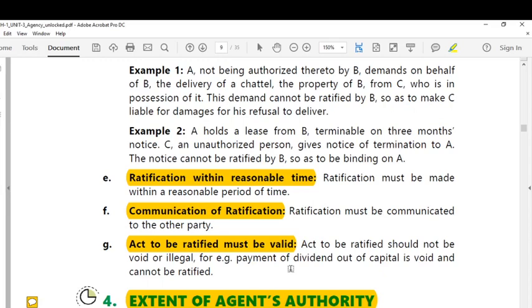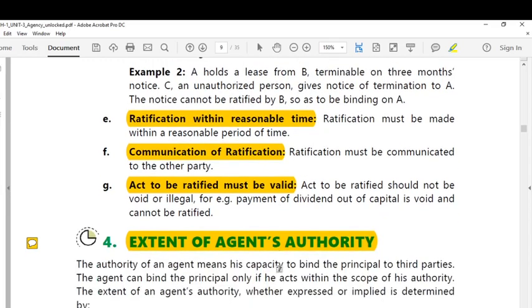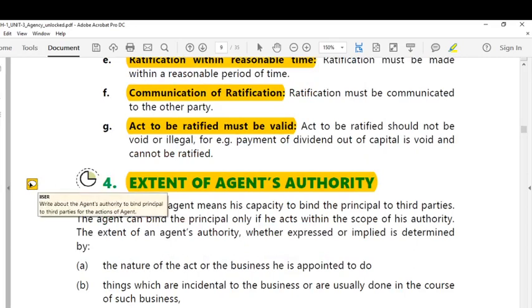So the payment of dividend is allowed out of the profits available for distribution as a dividend to the shareholders of the company. So that action can be ratified, but not the payment of dividend out of the capital. A dividend out of capital is void and illegal, hence it cannot be ratified. So the essential point here is that the act to be ratified must be a valid one.